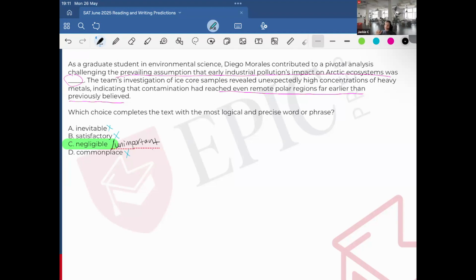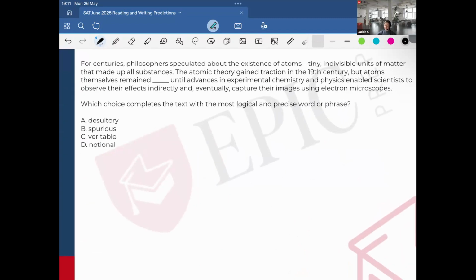Negligible has come up a lot on the SAT, not just in vocabulary and context type questions, but also in the reading passages in general. A lot of people see negligible and think of a different meaning because they might think of negative or something along those lines. But negligible means unimportant. It's a great SAT word. You should know all of these words like inevitable, satisfactory, commonplace. Another synonym of commonplace that's common on the SAT is banal, pronounced that way, banal. So just take note of all these ones. And I have one more for you.